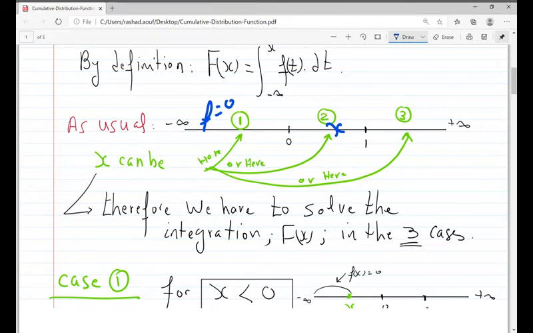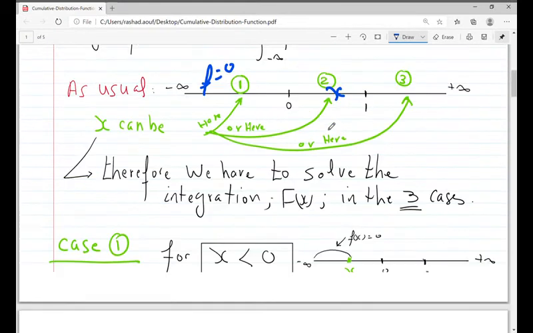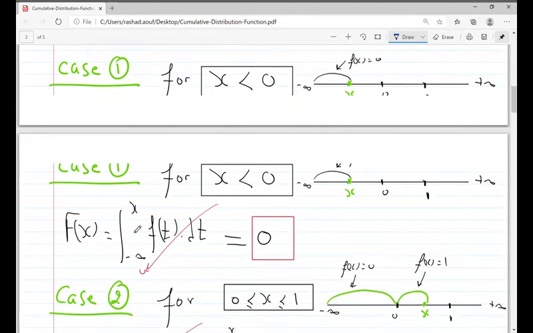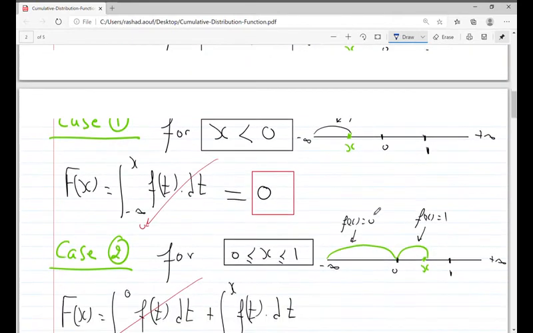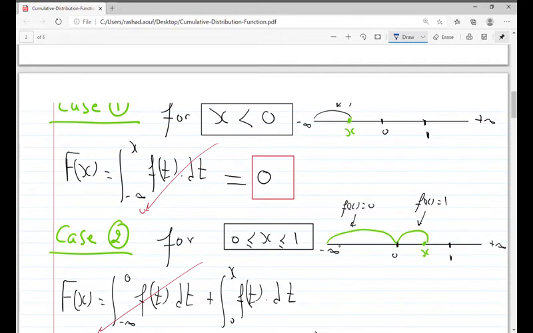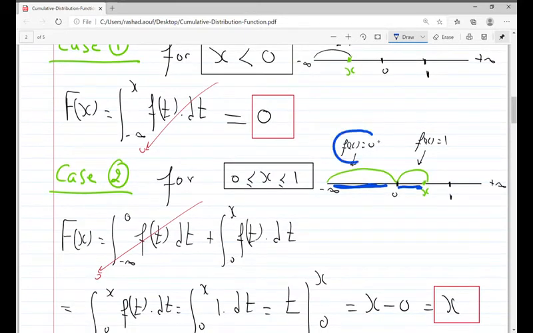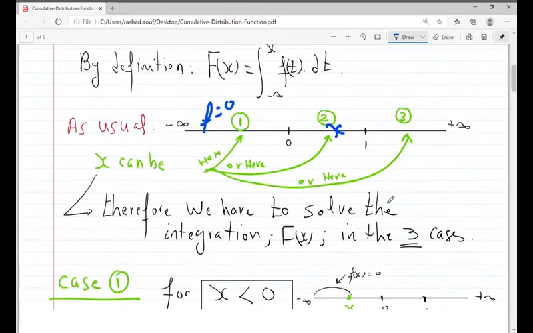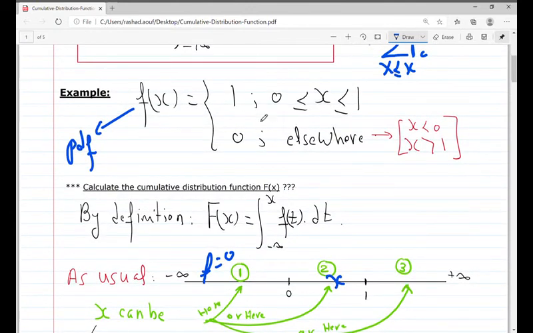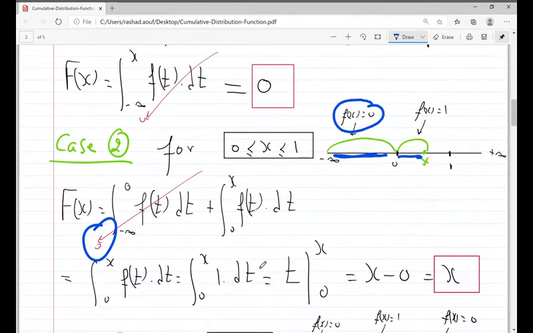So I have x here, between 0 and 1. I write again the formula, F of x from minus infinity to x. If x is between 0 and 1, as shown here, I can divide the interval into two parts: minus infinity to 0, this is the first part, and 0 to x. As I said before, f equals 0 on the first part, therefore this part is equal to 0, and the second part is the integration between 0 and x. For x between 0 and 1, back to the function, f of x equals 1. So I put f(t) equals 1, between 0 and x, 1 dt, the integration of dt is t between 0 and x, equal to x minus 0, equal to x.